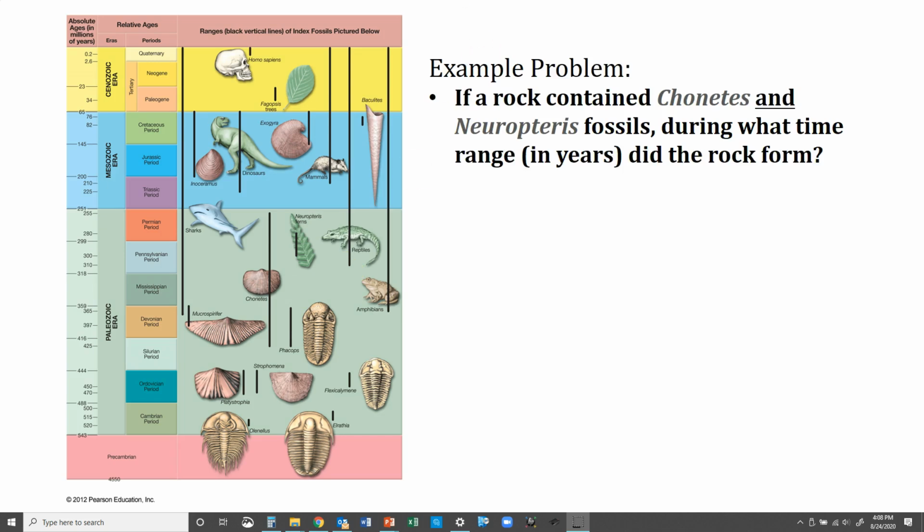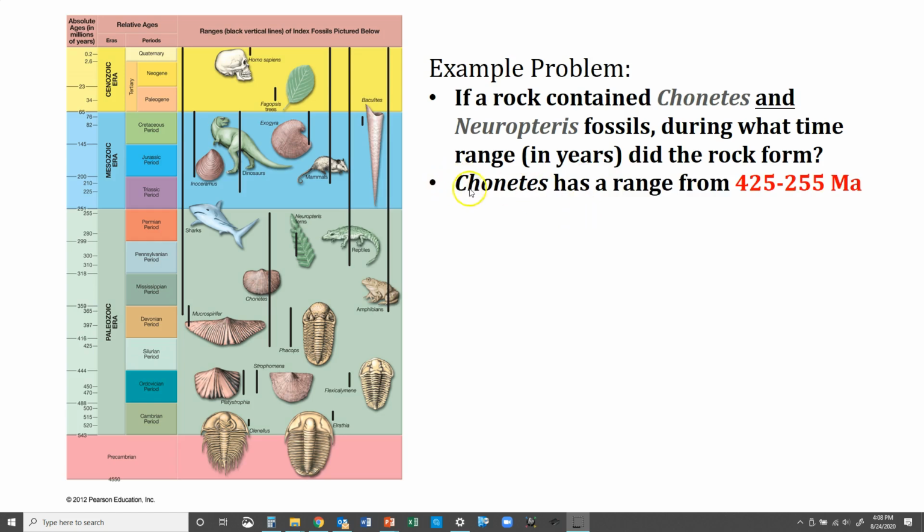So, hypothetical problem here. You pick up a rock and you see that it has 2 fossils in it. It has a Chonites and a Neuropterus. So we're going to look over at our chart here. Chonites is the little lima bean looking guy, and Neuropterus is this fern right here. So we pick up a rock, it contains both of these fossils in the same rock. How are we going to figure out how old this rock is? So basically it's asking for a range in years. Whenever we do fossil dating, we can't really pin down a specific year. Usually we end up with a range.